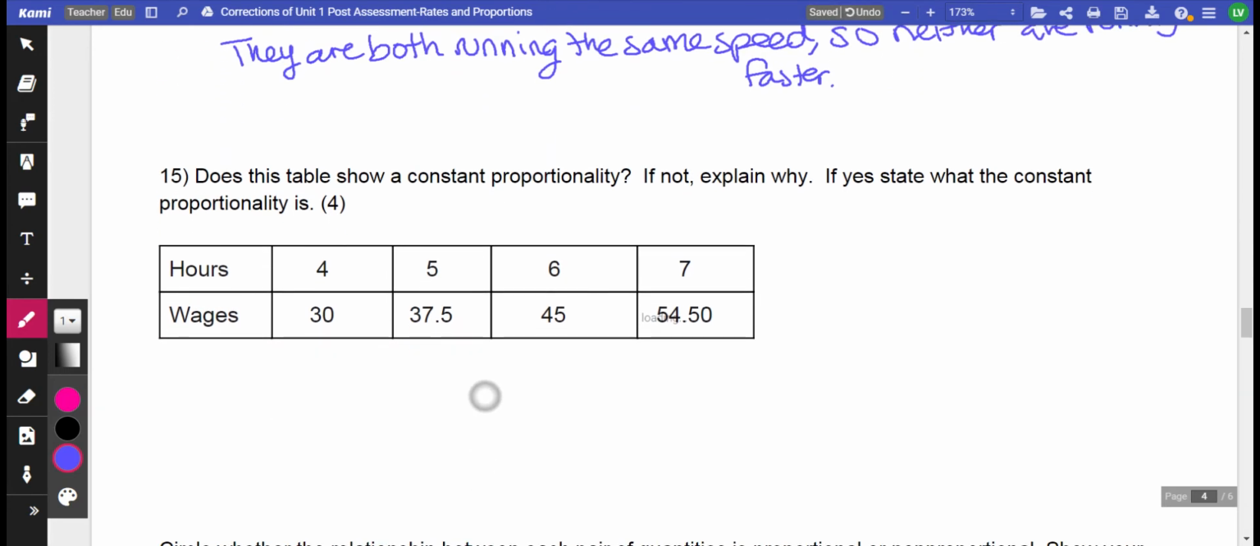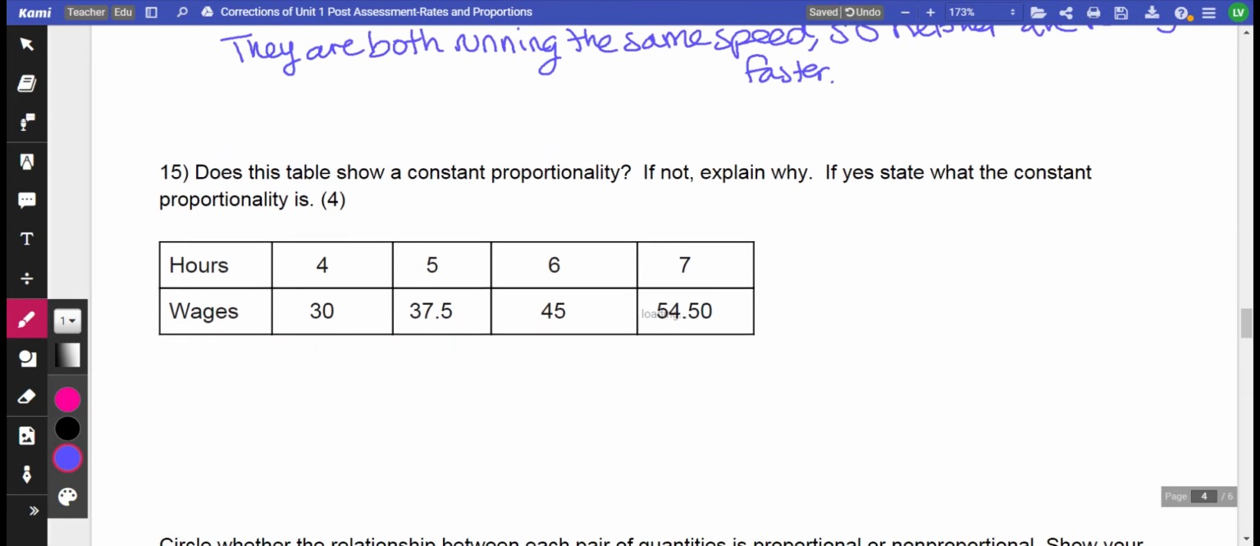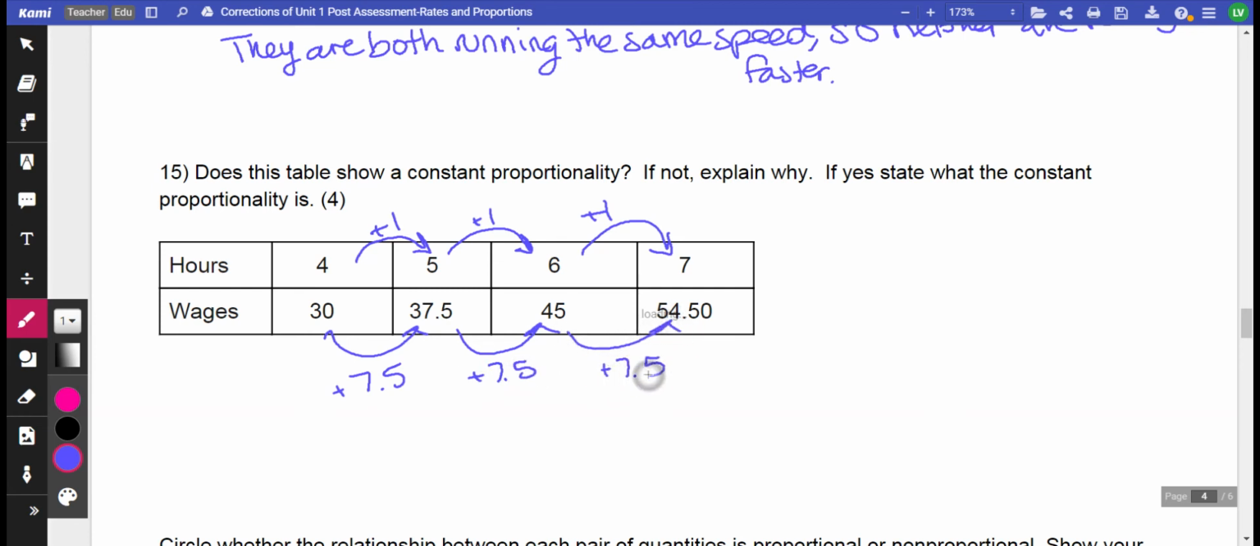Number 15, does this table show a constant proportionality? If not, explain why. If yes, state what the constant of proportionality is. All right, to go from 4 to 5, 5 to 6, 6 to 7, each time I add 1. To get from 30 to 37 and a half, I add 7 and a half. 37 and a half to 45, I add 7 and a half. 45 to 54 and a half, I add 7 and a half.